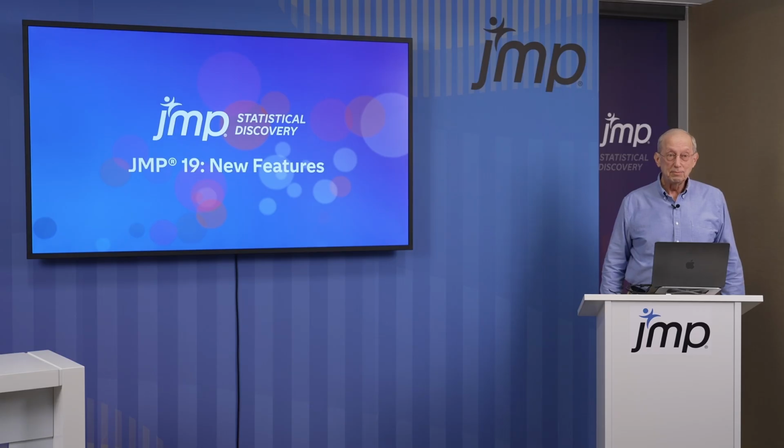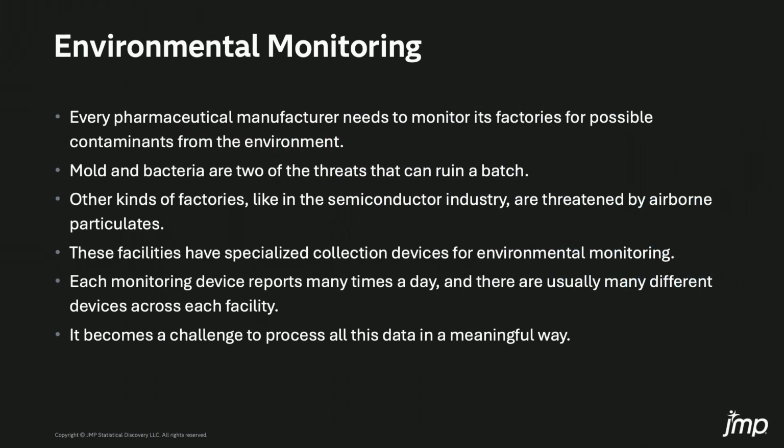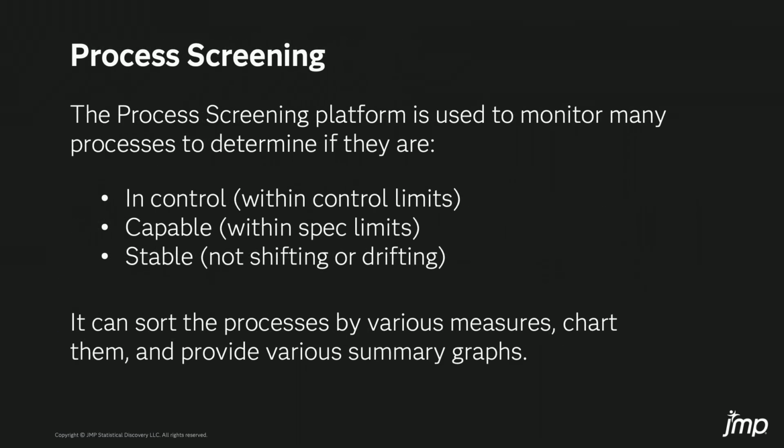John? JMP 19 with process screening is very good at analyzing data from environmental monitoring. Every pharmaceutical manufacturer needs to monitor its factories for possible contaminants from the environment. Mold and bacteria are two of the threats that can ruin a batch. And other kinds of factories, like in the semiconductor industry, are threatened by airborne particulates. These facilities have specialized collection devices for environmental monitoring, and each monitoring device reports many times a day, and there are usually many different devices across each facility. It becomes a challenge to process all this data in a meaningful way.